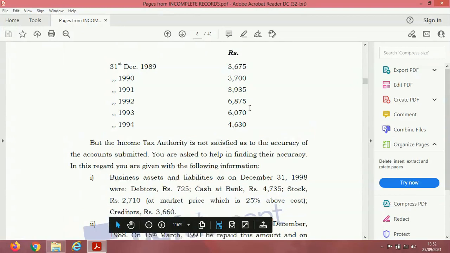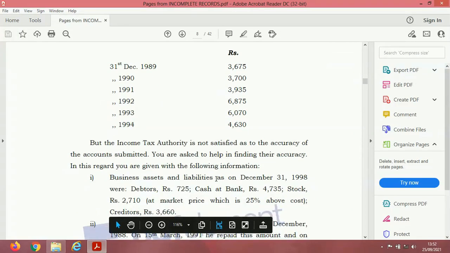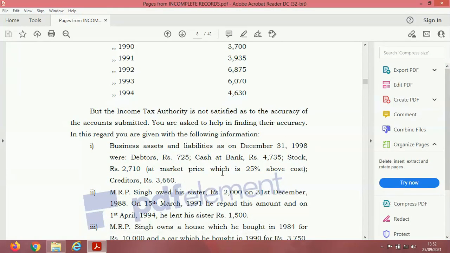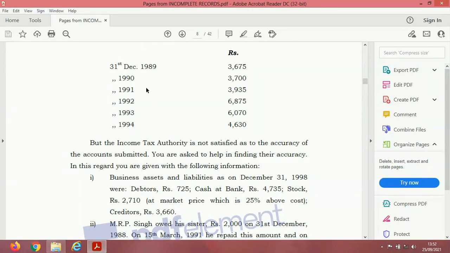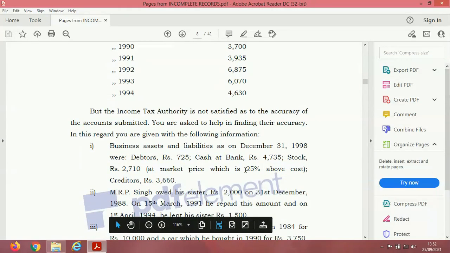So he showed his income for these years of this March, but the URA of then was not satisfied with the information. So what they did, they said, you help the authority and the businessman to know how accurate the information is. They are saying, number one, business assets and liabilities as on 31st December 1998, at the end of 1998. Do you see 1998 anywhere? No. So we shall see why they are bringing in 1998.